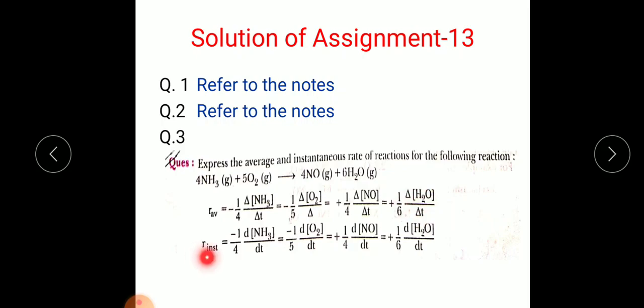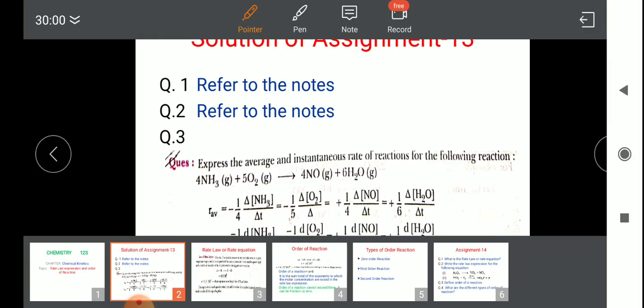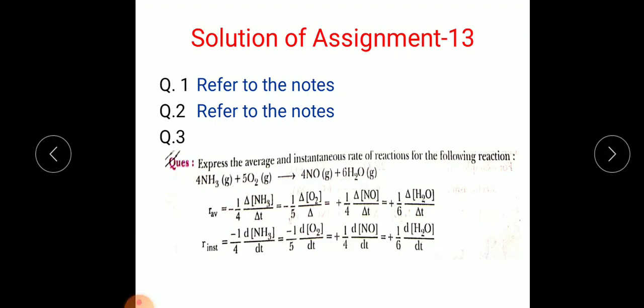Now for instantaneous rate, that delta will be replaced by d by dt, remember, differentiation. So minus 1 by 4 d ammonia by dt equals, for oxygen, minus 1 by 5 d oxygen by dt, equals plus for nitric oxide 1 by 4 d NO by dt, and for water it will be plus 1 by 6 d water by dt. Okay, so just correct it.